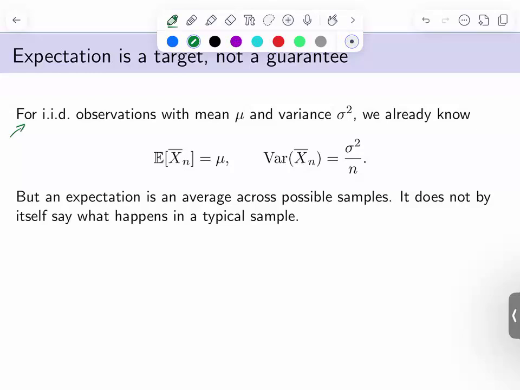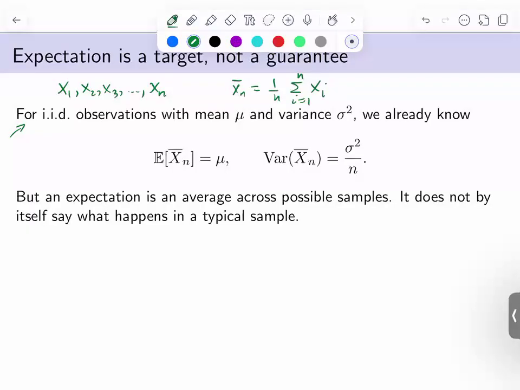Suppose you have IID observations with mean mu and variance sigma squared. These are random variables. They can be discrete, they can be continuous, or even more general. You have a sequence of them, let's say n of them, and they're IID, so independent and identically distributed. Independence is really key here. If you form the average, this is an empirical average. Suppose you observe these, each a random variable, so you can form this average.